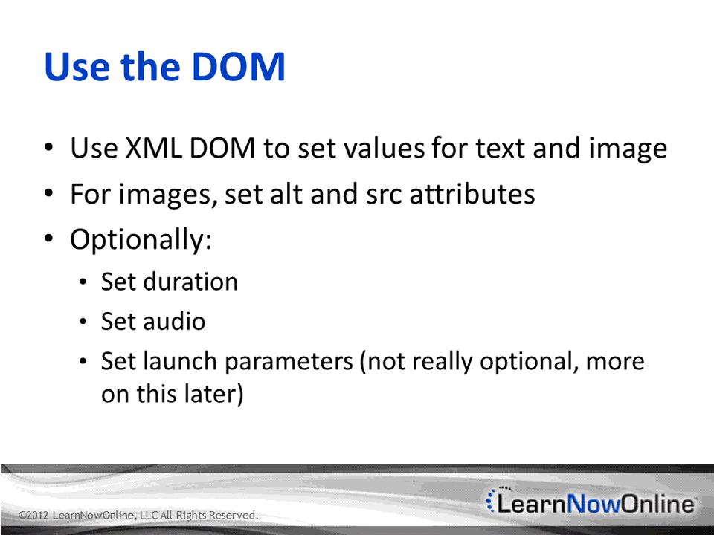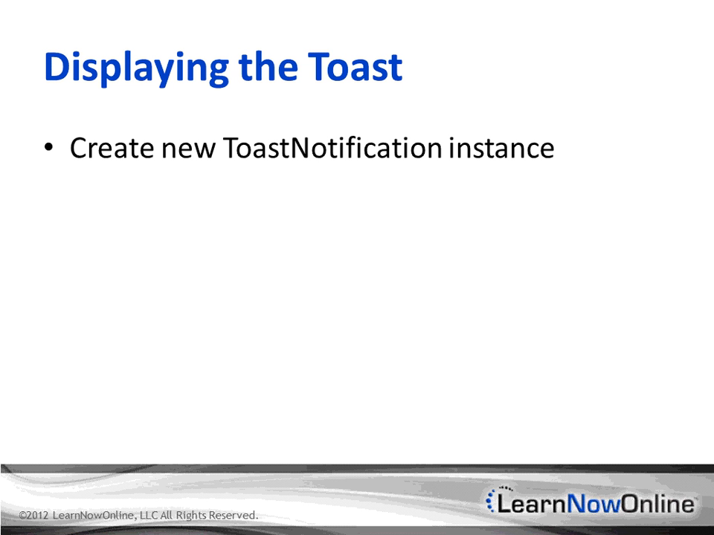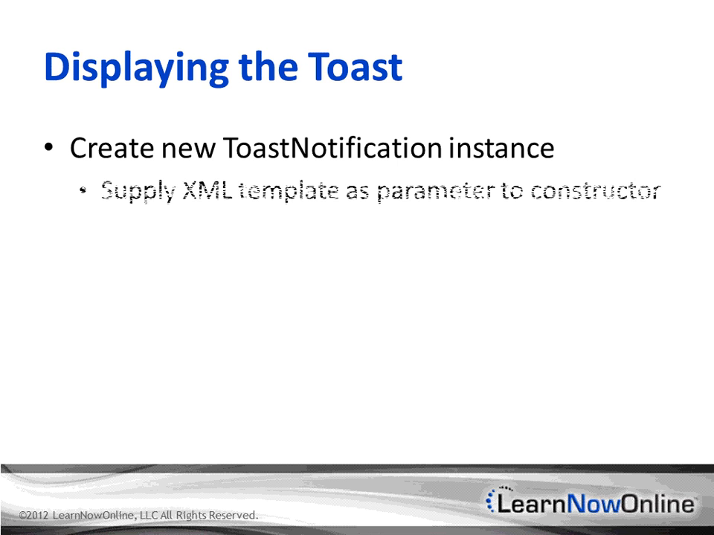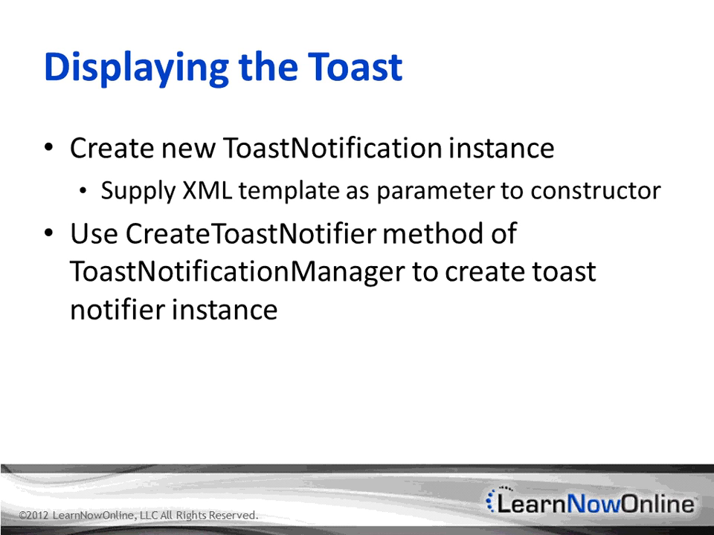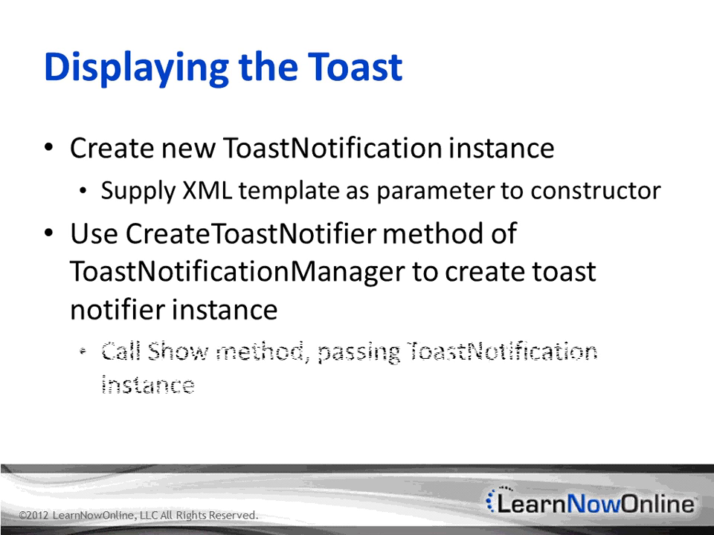And you know, that really isn't optional. We'll have more on this later, but if you want your application to respond to clicking on the toast and do something, you have to pass values in there. To display the toast, you create a new toast notification instance, and you supply the XML template that you retrieved from the notification manager as a parameter to this constructor. You use the createToastNotifier method of the Toast Notification Manager class to create a Toast Notifier instance, and then you call the show method, passing your Toast Notification instance to make the toast display.